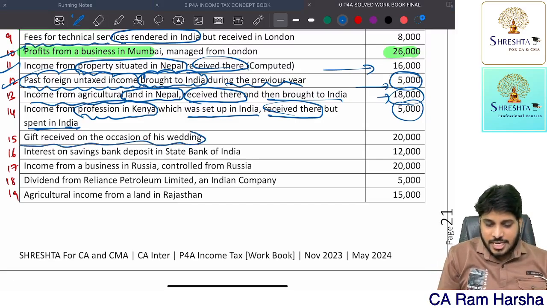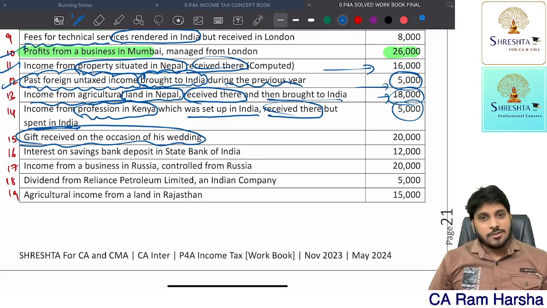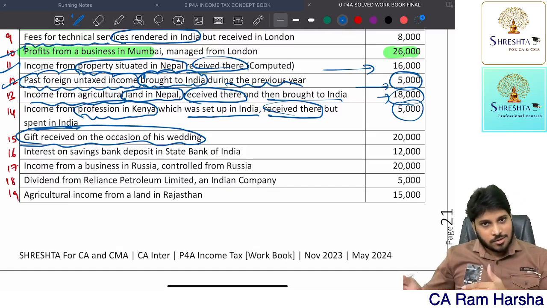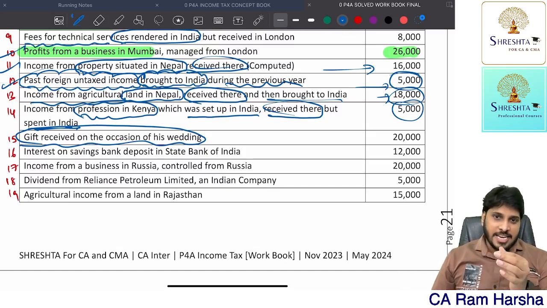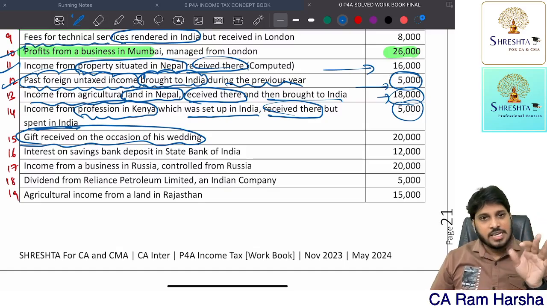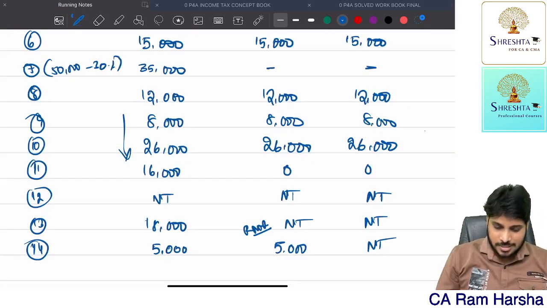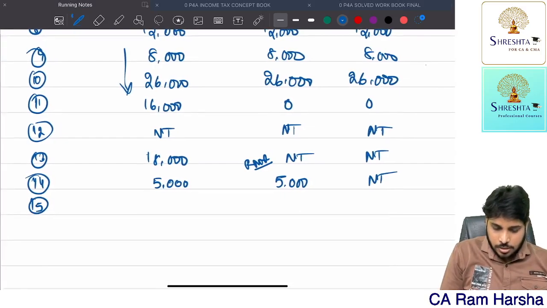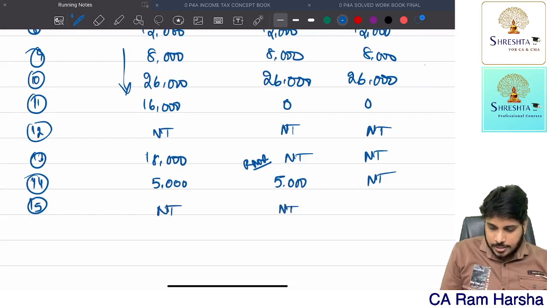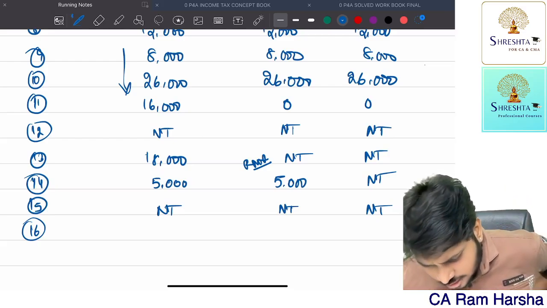Gift received on the occasion of wedding. There is a provision in the other sources chapter. Any gift that we are receiving on wedding is exempted. Okay, for everybody it is exempted. 15th point, not taxable. 16th point.